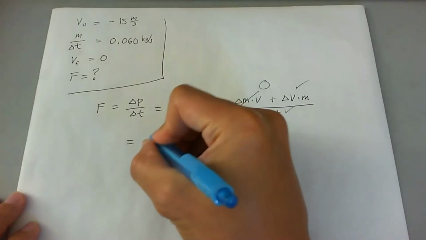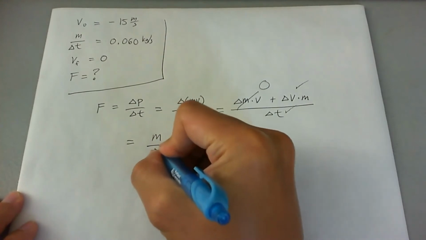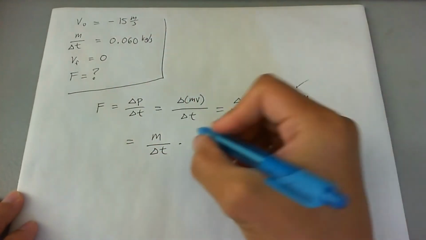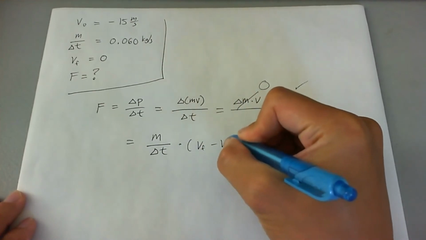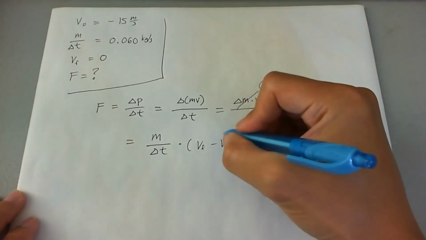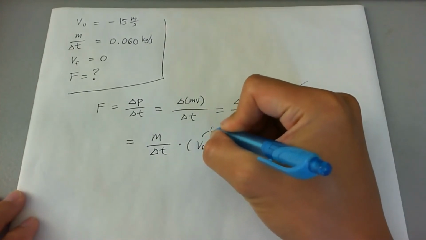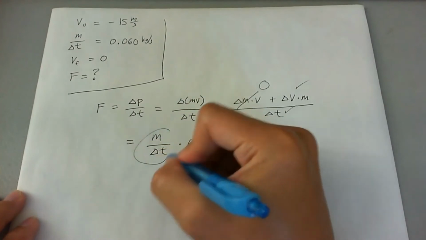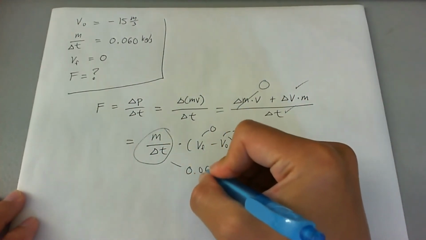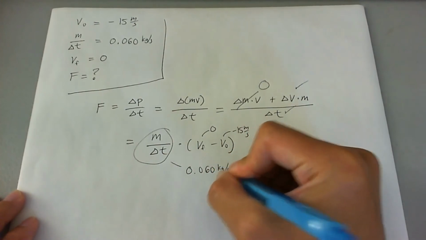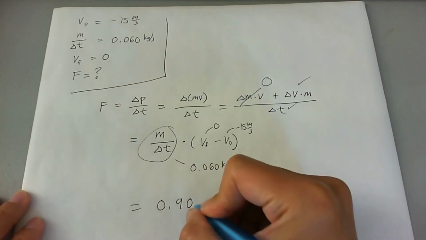So this now ends up being m over delta t times change in velocity, which is vf minus v naught. V naught is negative 15 meters per second. Vf is 0. And the whole quantity here is what we got in the beginning, which is 0.060 kilograms per second. And this ends up being 0.90 newtons.